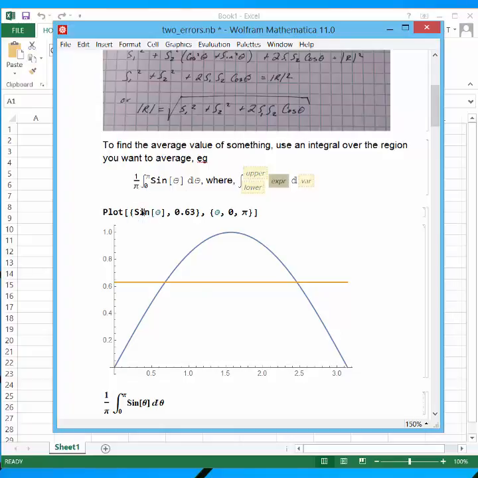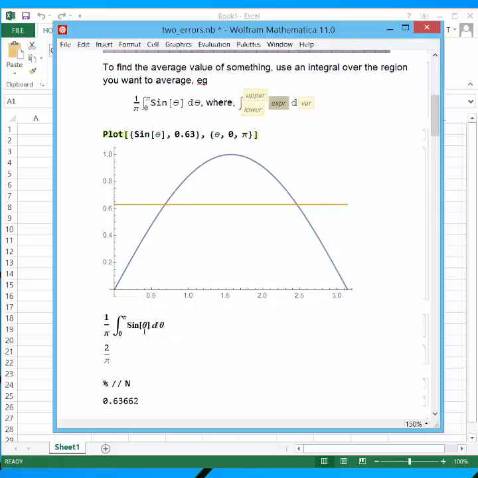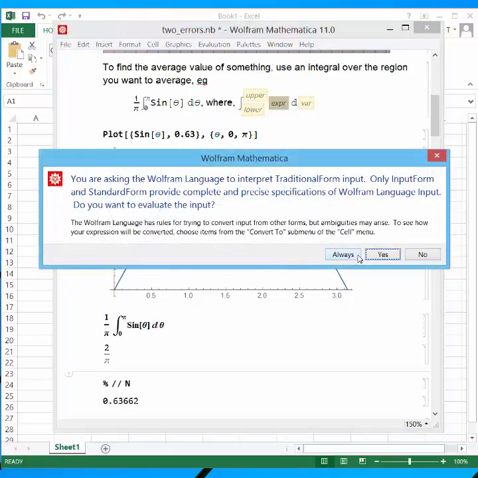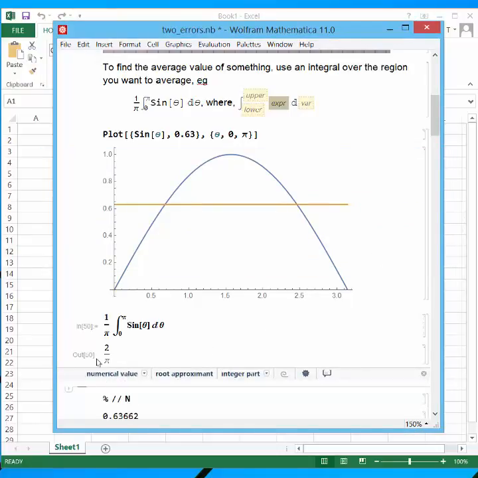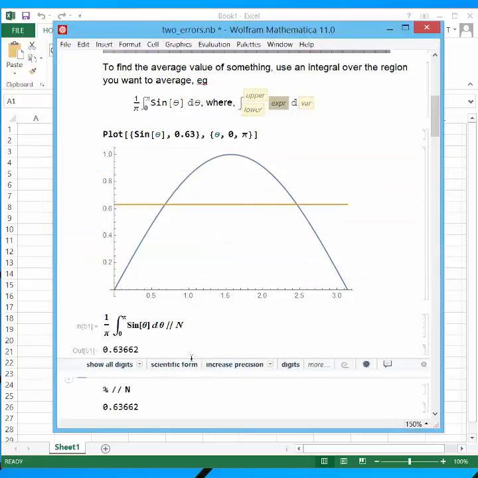Now, in this program Mathematica, you can take that integral really quickly. I don't know what that means. And you get that it's 2 over pi, which numerically is about 0.63. So again, we're finding the average value of this sine function. Here's sine, the average value is 0.63. I plotted it right here, and you can see that this orange line reminds you of the average value of the blue line.